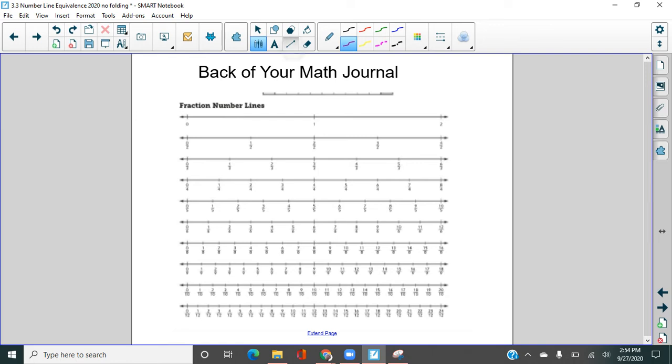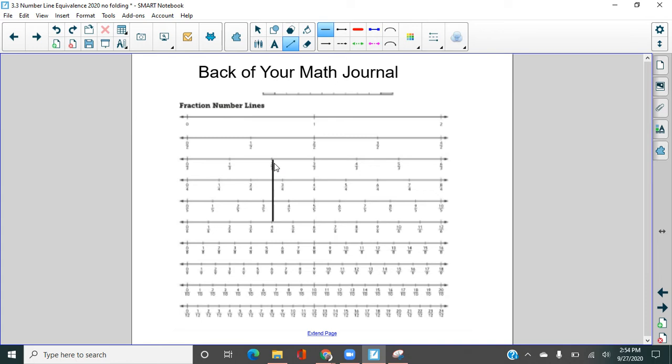So why is that useful? Well, let's say I wanted to find an equivalent fraction for 2/3. What I can do is start at 2/3 and go directly down, and I can see that 4/6 and 2/3 are equivalent fractions.